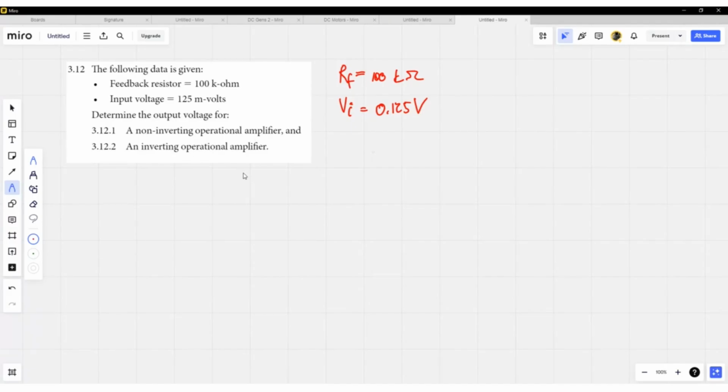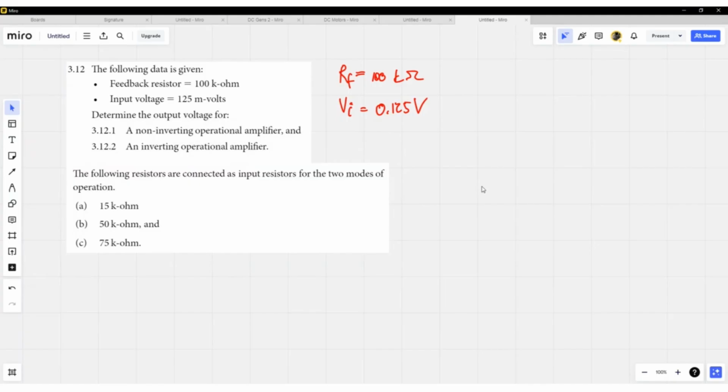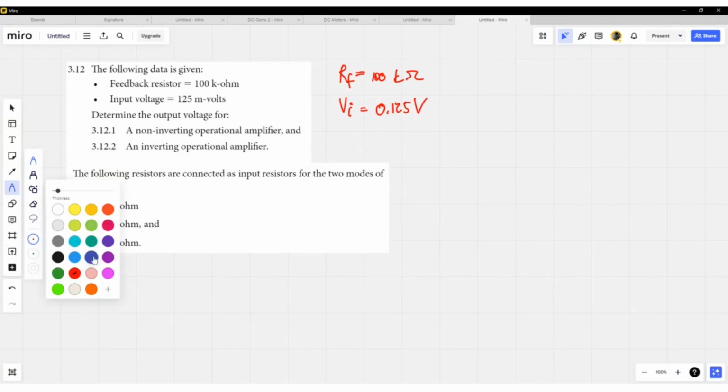Interesting, we're not given input resistances. Let me make 100% sure. In fact, we're given 3 input resistances, just on the next page. Let me copy them to the whiteboard as well. So you're pretty much going to repeat the exercise 3 times. I'm just going to do it for one of the resistances, so let's take a look at the 50 kilo ohm resistance.